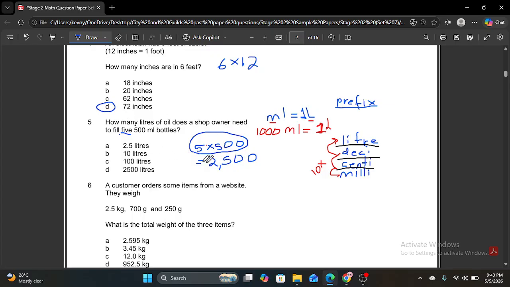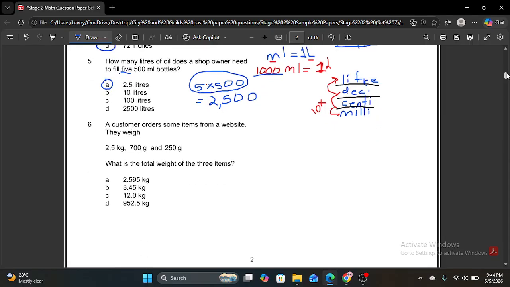So that's the total milliliters of oil that we have right there. We're trying to find how many liters that is. If 1000 milliliters is equal to 1 liter, that means 2500 milliliters would be 2.5 liters. So that is the answer right there. All right, moving right along.